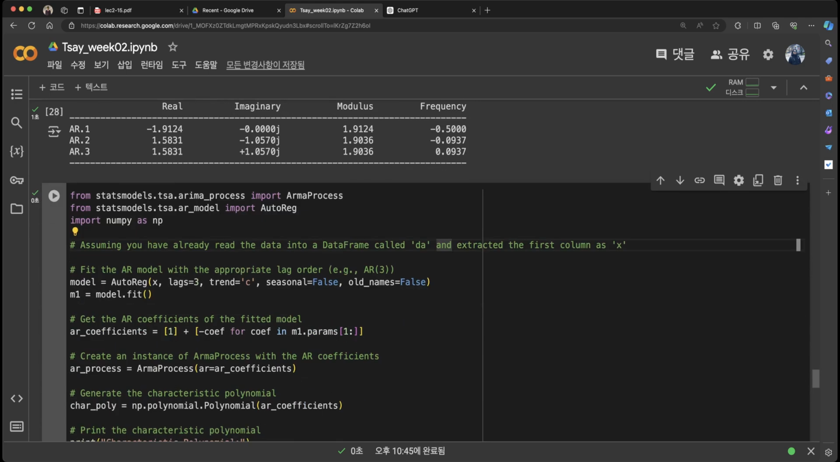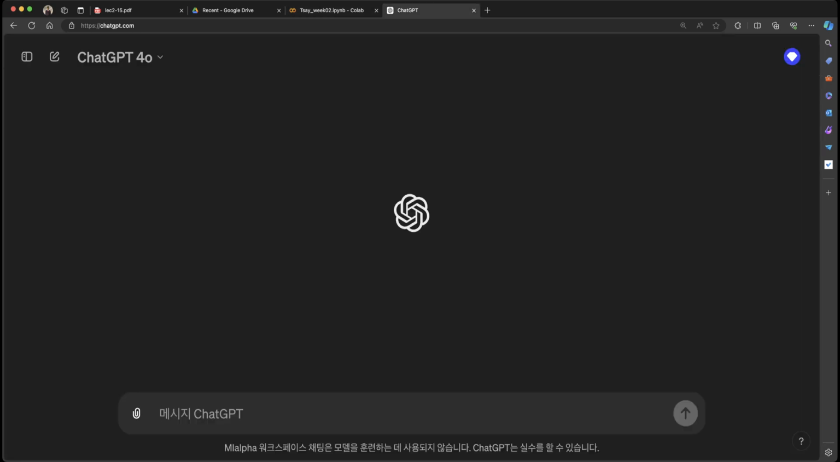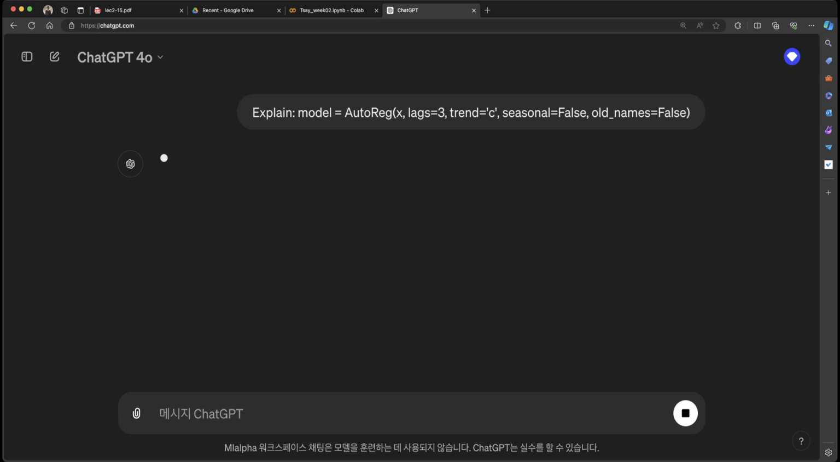Actually, we already did that. So the model is X, and we use three lags and trend C, so with constant. About this part, seasonality false, old name false, we would need some explanation. So this time let's use ChatGPT to explain this code.